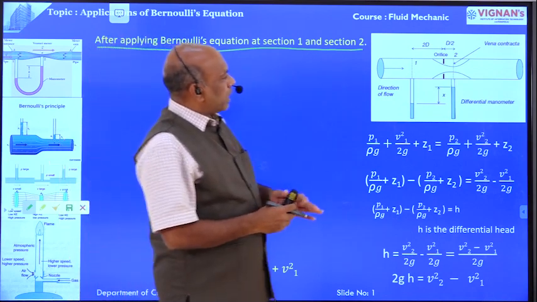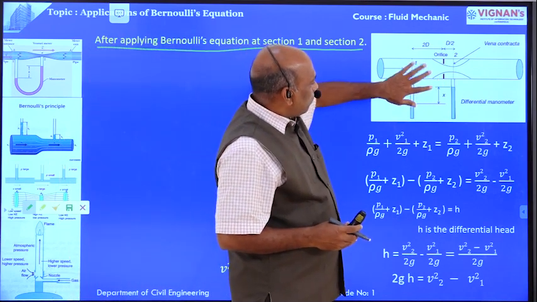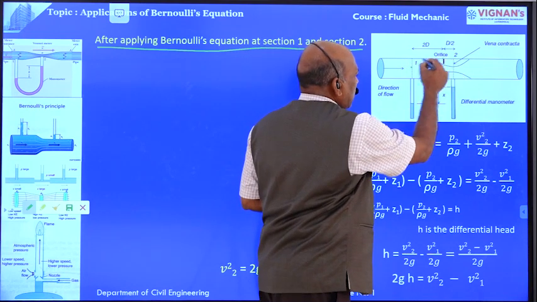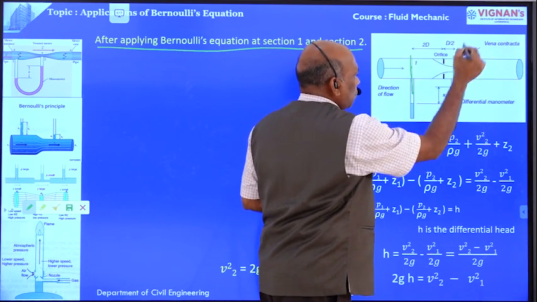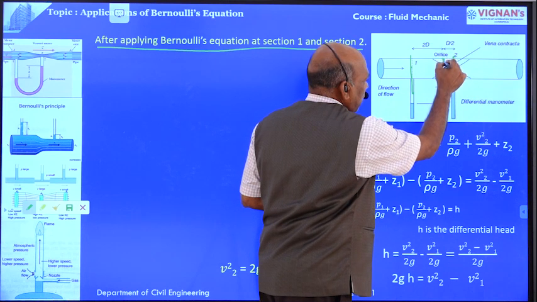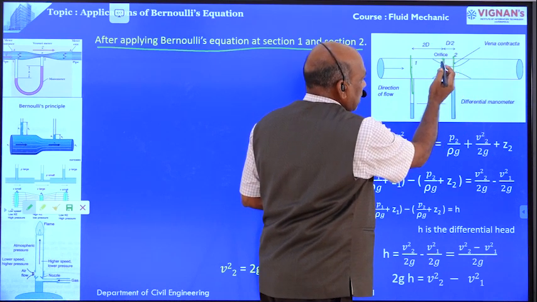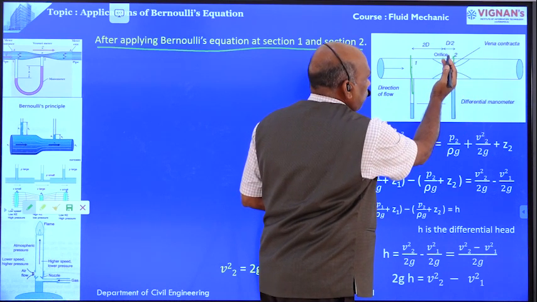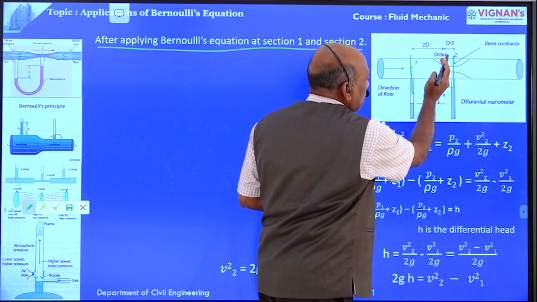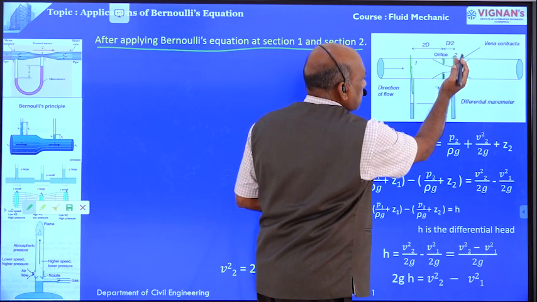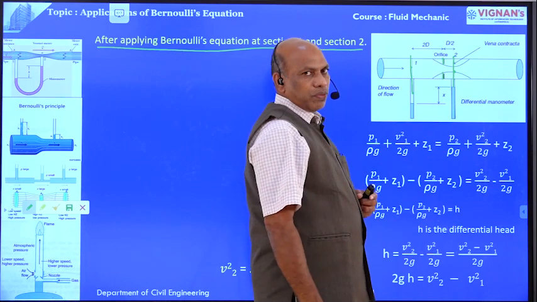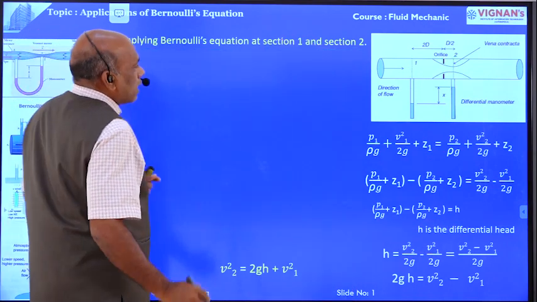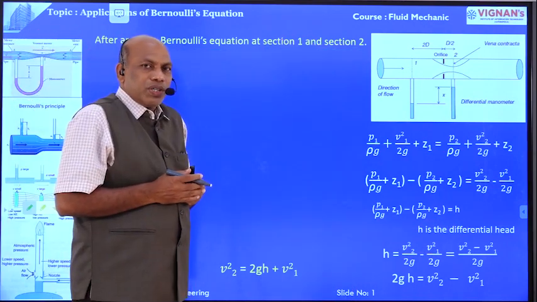Right. Now, this is the diagram. In this diagram, the orifice meter is provided. This is section 1. This is section 2. The orifice meter is provided downstream of section 1 and upstream of section 2. Right? Now, what is the Bernoulli's equation?